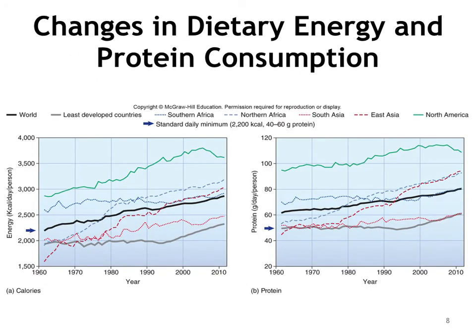These figures show changes in dietary energy, or kilocalories, and protein consumption in selected regions. North America and other developed regions consume more calories and protein than are needed. Based on your review of these figures, which regions have seen the largest increase in calories? Which region or regions have seen the least amount of increase?